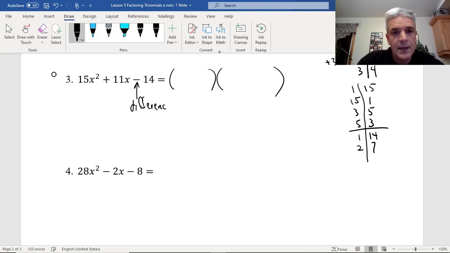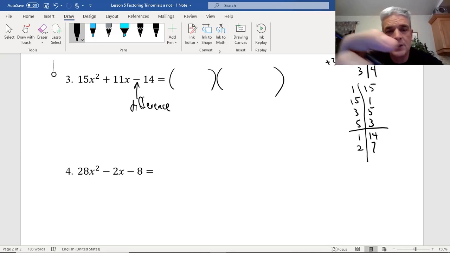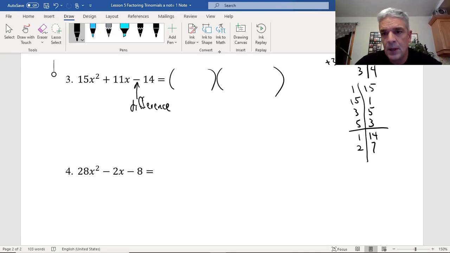What this means is that one of these has to be positive, one has to be negative, and that means my middle terms are going to be subtracted from each other, or difference, and I'm going to end up with positive 11. So it doesn't matter. I just want 11. I don't care about positive or negative. We can figure that out once we find them. So we go 1 times 14 and 15 times 1. Well, the difference between 14 and 15 is only 1. It's not 11, so that's not going to work for me.